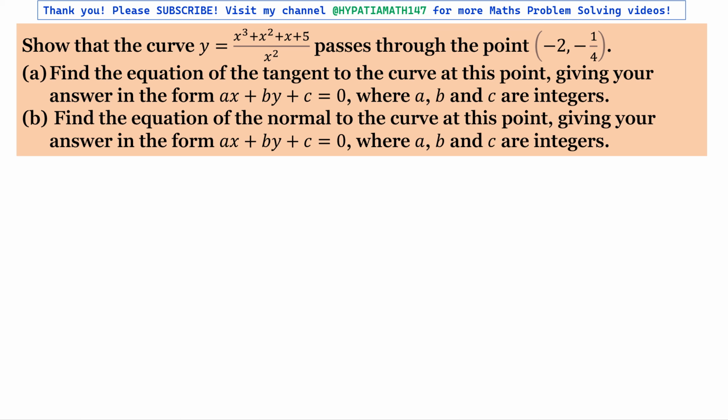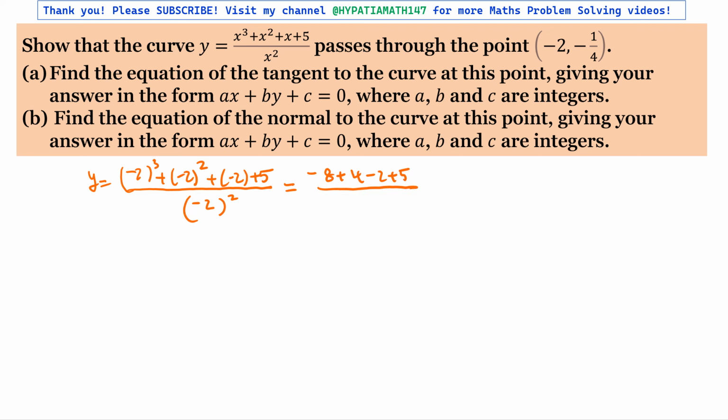First we need to say y equals, instead of x, put -2. So (-2) cubed plus (-2) squared plus -2 plus 5, over (-2) squared. That would give us -8 plus 4 minus 2 plus 5 over 4, and that is 10 minus 10 plus 9, so -1/4, and that equals y.